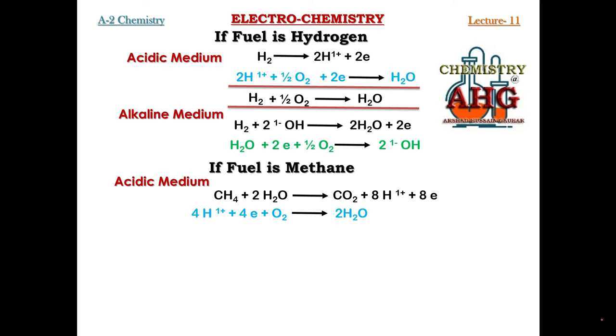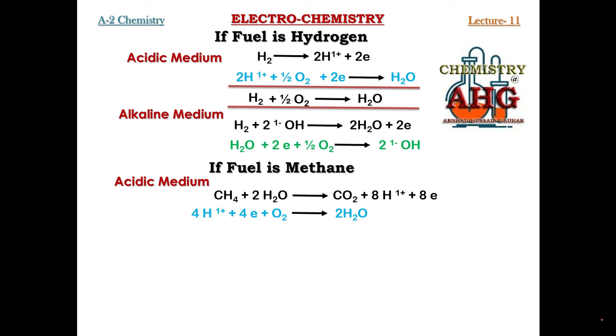Simply what you will have to do, before taking a sum of these two equations, you will have to multiply the second equation by 2. Why by 2? Because there are 4 moles of electrons in the second equation, and in the first equation there are 8 moles of electrons. So that is why we will multiply the second equation by 2. When you multiply, there will be 8 moles of electrons in both these equations.